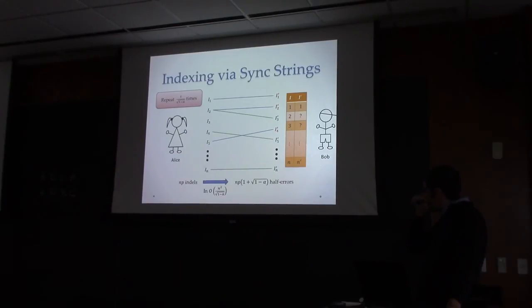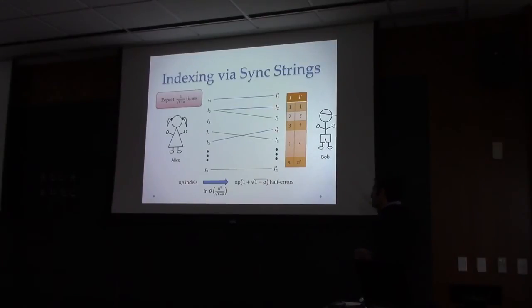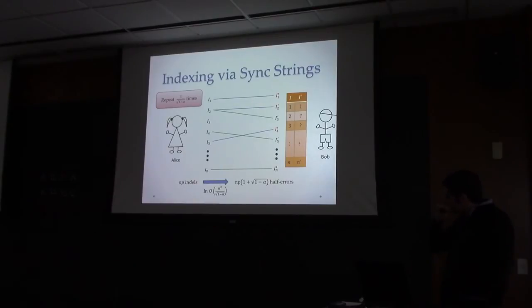I'm not going to prove this today, but it can be seen that k insertion deletions can be translated into k times 1 plus this thing, many half errors. And this can be done with this many LCSs, and each of them is going to take about n squared time. So the extra complexity for turning these indels into half errors would be this thing.